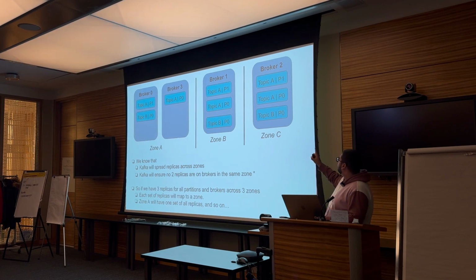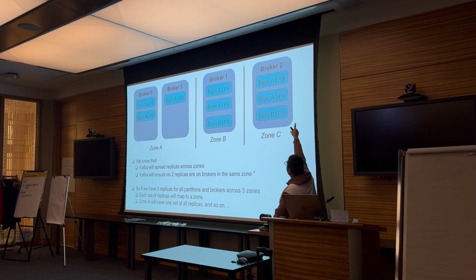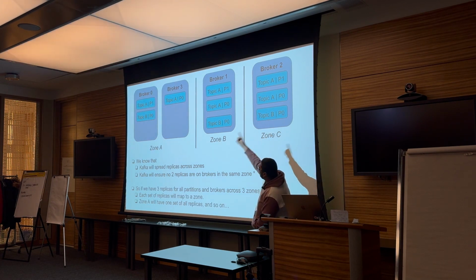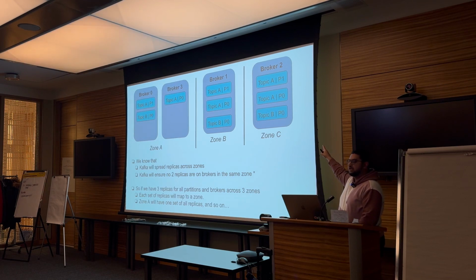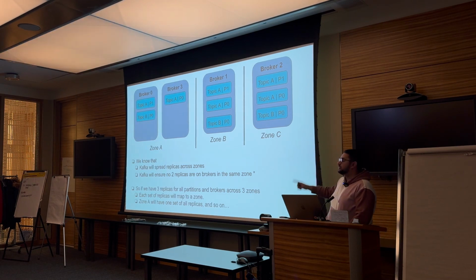So one copy of each, whatever partition you want to talk about, P1 for example, will, no matter what you do, be in some broker in zone C. Similarly, one copy has to be in zone B, and one has to be in zone A. If you just follow topic A P1, right? At the very top there, broker 2, it's there. Top broker 1 and top broker 0, for example. And this is true for all partitions. If we just group them by zone, these partitions we know for a fact now will be in these different zones.